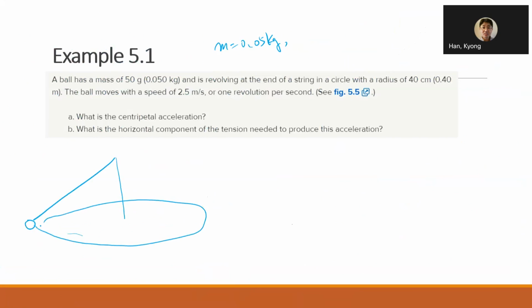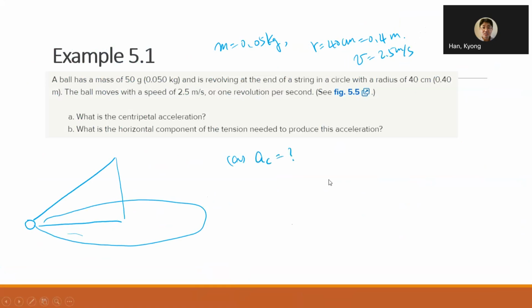The radius r is 40 centimeters, which in SI units is 0.40 meters. And what's the centripetal acceleration? V is also 2.5 meters per second. We need to find the centripetal acceleration. What is the centripetal acceleration?